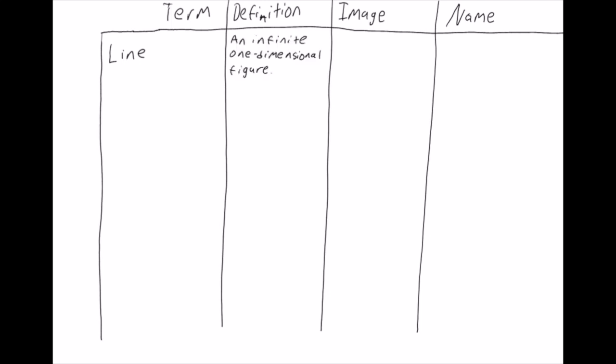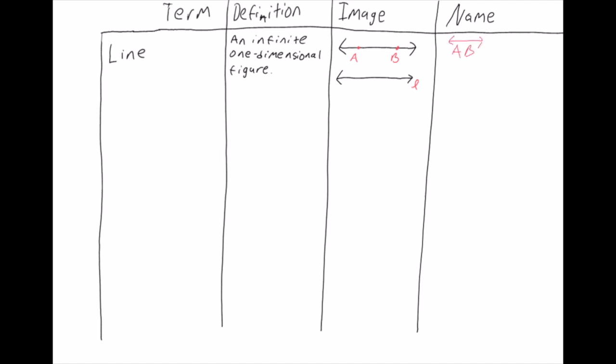The definition of a line is an infinite one-dimensional figure. One-dimensional means it only has 2 directions, left and right. So we have a line here, and we have points A and B on the line. Notice the arrows mean that it goes on forever, so it's infinite. Another way to draw it is without the points on it, and we have the L next to it. So it's another way to show it, and it'll be another way to name it.